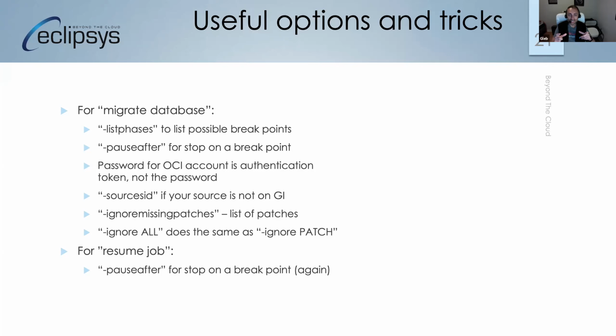Source seed is a parameter to use if your source database is not on grid infrastructure. By default, ZDM assumes that the source and target are on grid infrastructure databases, and it tries to connect to check the srvctl tool, but if your database is not on grid infrastructure, it will fail. Ignore missing patches: if you know, for example, a couple of patches are missing on the source, that's quite useful. Ignore all is like ignoring all patch differences.